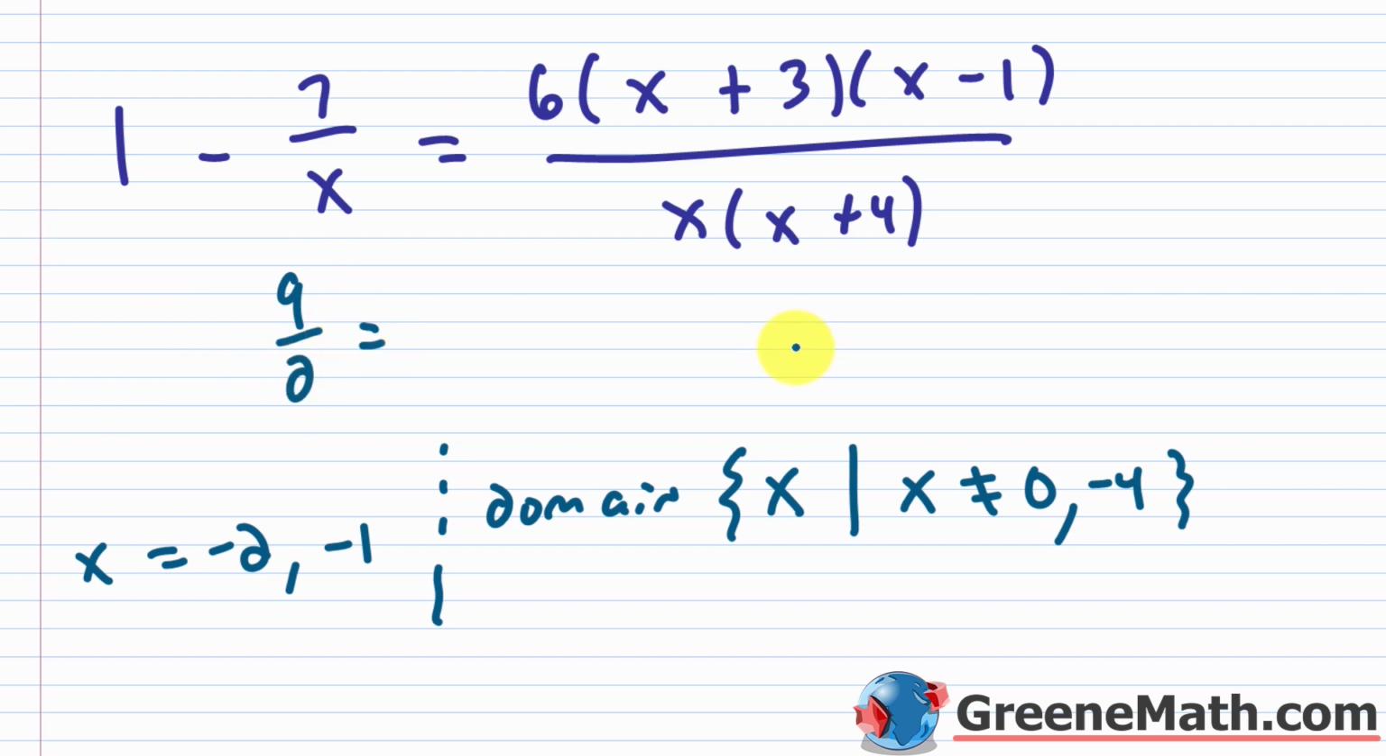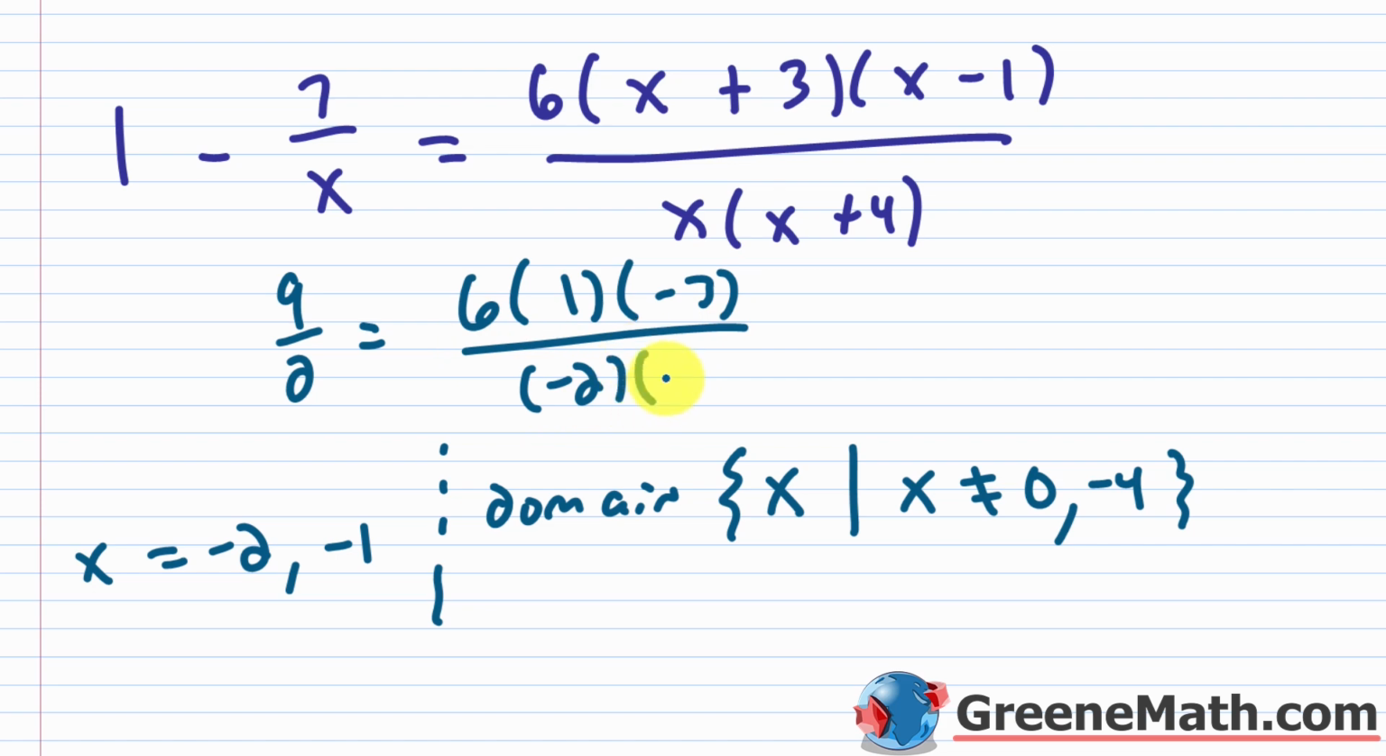And then over here, you think about 6 times negative 2 plus 3, which is 1, and then times negative 2 minus 1, which is negative 3. And this is over your negative 2 times your negative 2 plus 4, which is 2. Let me go through and fix this. This is a 3 here.